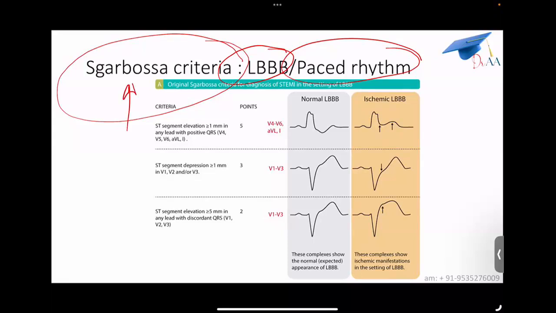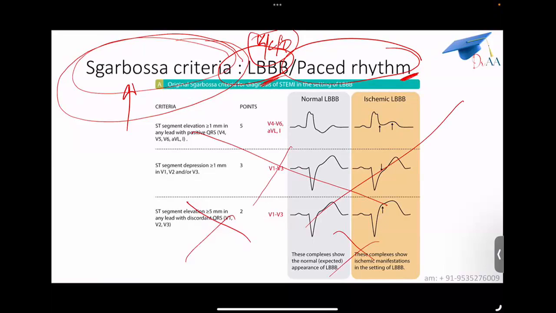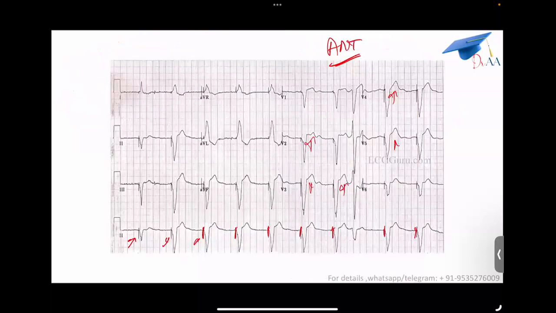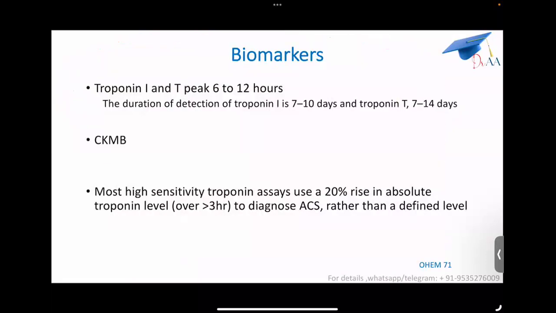There is a criteria for any patient who is a known case of LBBB. Known case, not a new LBBB. He is a known case of LBBB, or he is known to have a pacemaker. Then we follow a criteria known as Sgarbossa's criteria. The previous thing we learned doesn't hold good here. You need not remember this criteria. This is only for your reference that I have put up here. You just have to remember there is a criteria known as Sgarbossa's criteria.